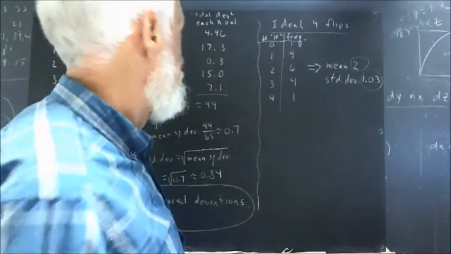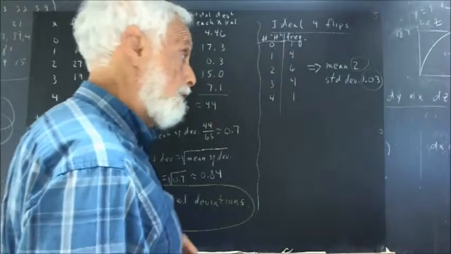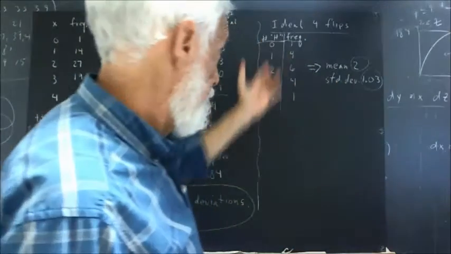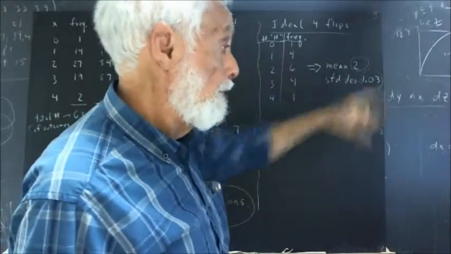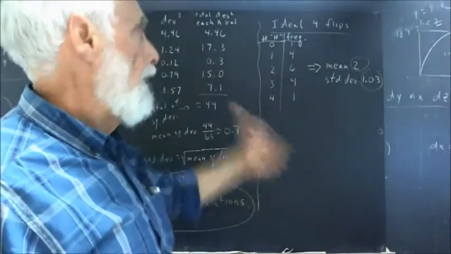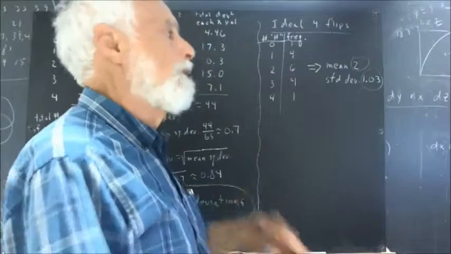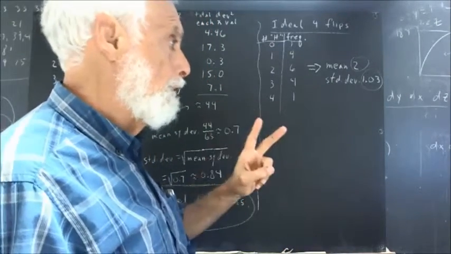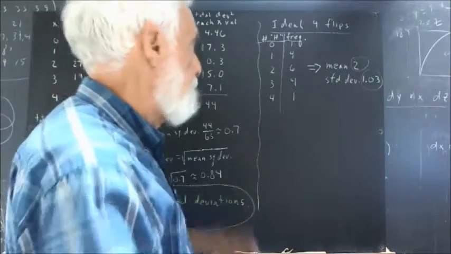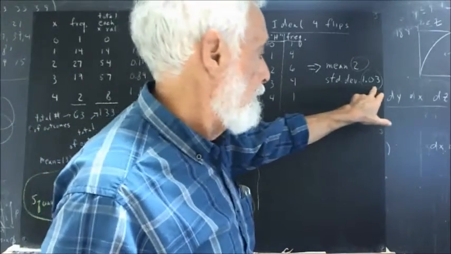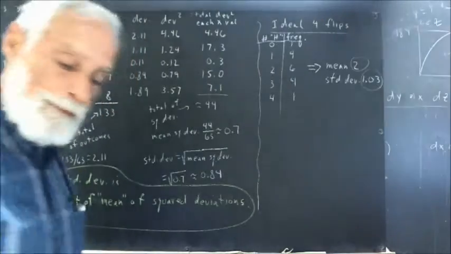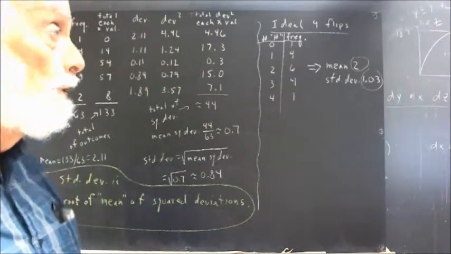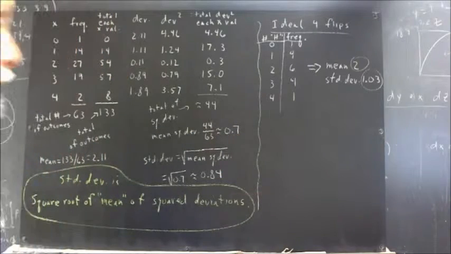As it's going to turn out, we will calculate a mean and a standard deviation over here. If you calculate the mean and standard deviation of this distribution, the mean is 2, which means that you would average 2 heads. If you flip 4 coins a large number of times, you would tend to average 2 heads per trial, with a standard deviation of 1.03. We did that in class. That's just a review of the results that we got for 4 flips.